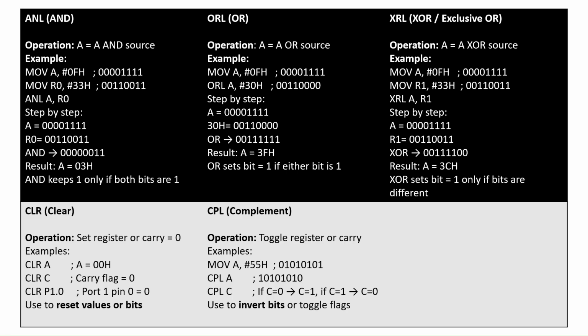To summarize, ANL performs the AND operation. ORL performs the OR operation. XRL performs the XOR operation. CLR clears a register or bit. CPL complements or toggles bits.